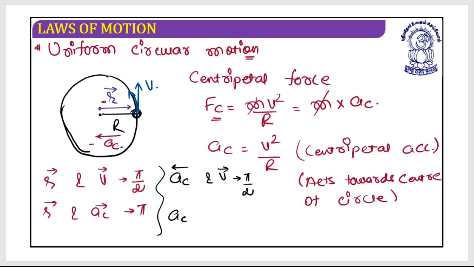One very important one: AC and omega. Omega is the angular velocity. What is the angle between AC, the centripetal acceleration, and angular velocity? If you observe this very carefully, then you must understand that this AC is in this direction, it's minus i cap. And omega, as this is moving in the anticlockwise direction, is in plus k cap. So AC and omega have an angle of pi by 2.